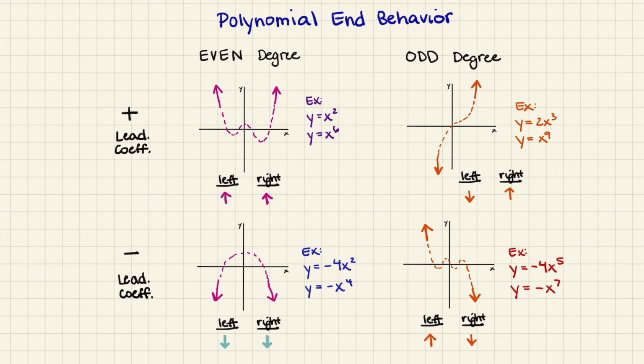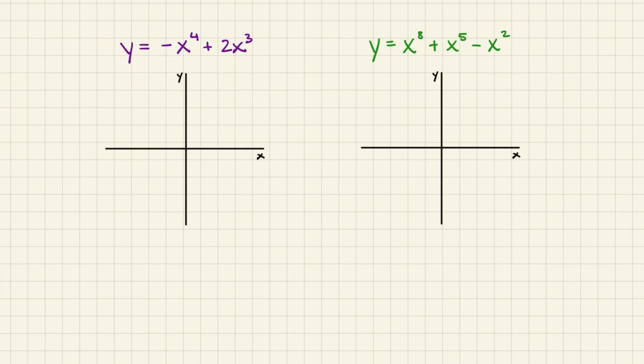So now using this table, we can determine the end behavior of any polynomial function. So let's look at some examples. Here we have y equals negative x to the fourth plus 2x to the third. So we need to identify the degree and leading coefficient. So the degree is 4, it's the highest power, so the degree is even. And the leading coefficient is negative. So it's going to be down on the left and down on the right.